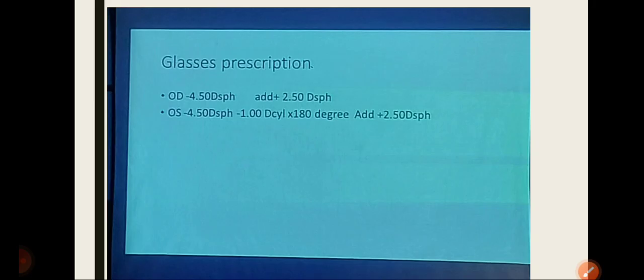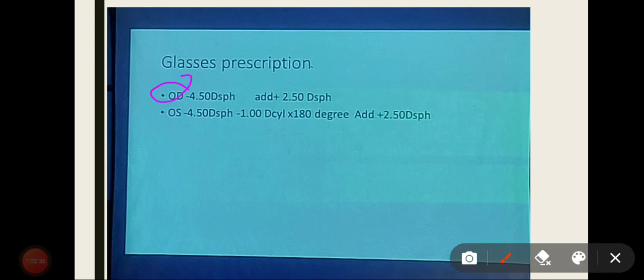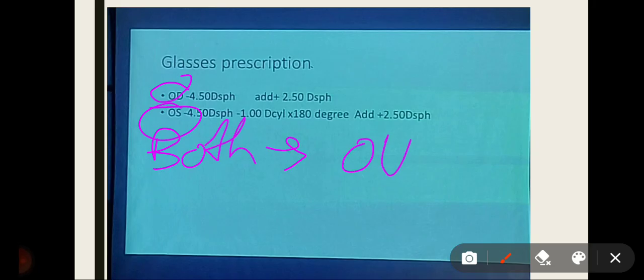A spectacle prescription is written in an order that specifies the lens power required to correct the patient's refractive errors. It contains the values for the right eye, that is OD, and OS for the left eye, and sometimes both eyes. For both eyes you write OU.